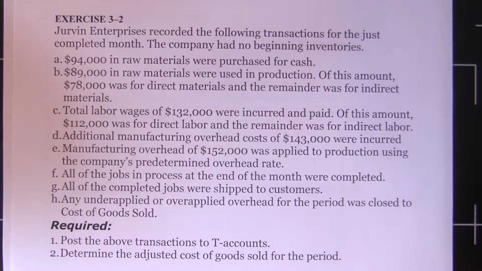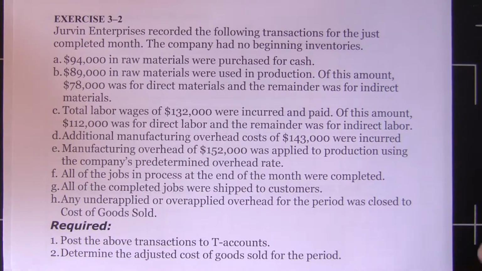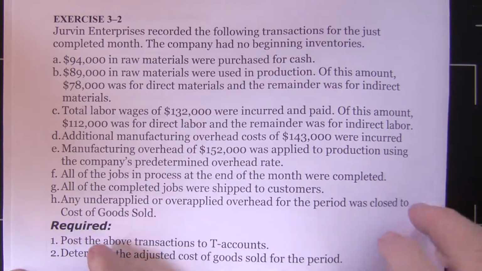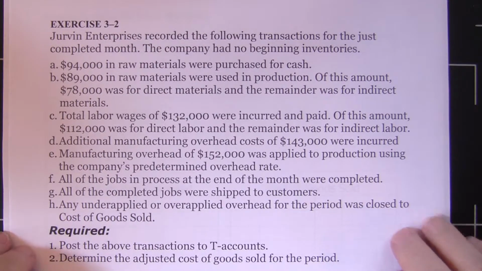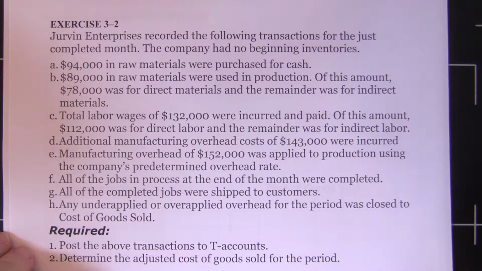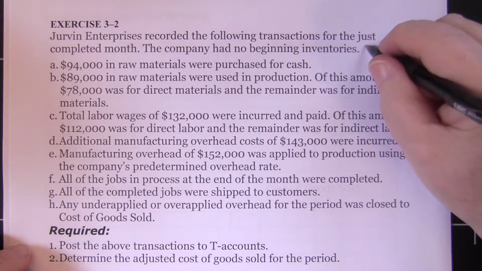Chapter 3, Exercise 2. This is listed as Exercise 3.2 in your book. And it gives us a bunch of information for this company, Jervin Enterprises. They recorded the following transactions for the just completed month. The company had no beginning inventories. Well, that makes life easy. Okay, so that's good.